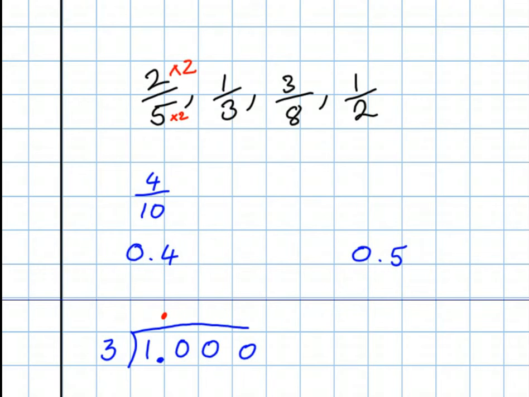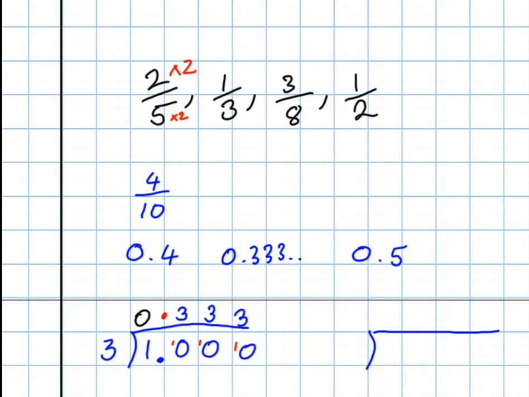3's into 1, go 0, remainder 1. 3's into 10, go 3 times, remainder 1. 3's into 10, go 3 times, remainder 1. 3's into 10, go 3 times, remainder 1, and so on. So it's 0.33, and it keeps going on. Now, what about 3/8?